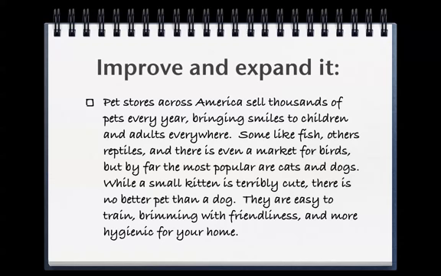All right, so if you look back through it, there's a few little pieces, right? All of that was background, from pet stores across America all the way down through even a market for birds, and even the most popular cats and dogs. That was all background. My thesis, I've changed it to a concession assertion. While a kitten is cute, nothing's better than a dog. And then I provided just a slightly expanded preview sentence. And that's my introduction. All right, get to writing.